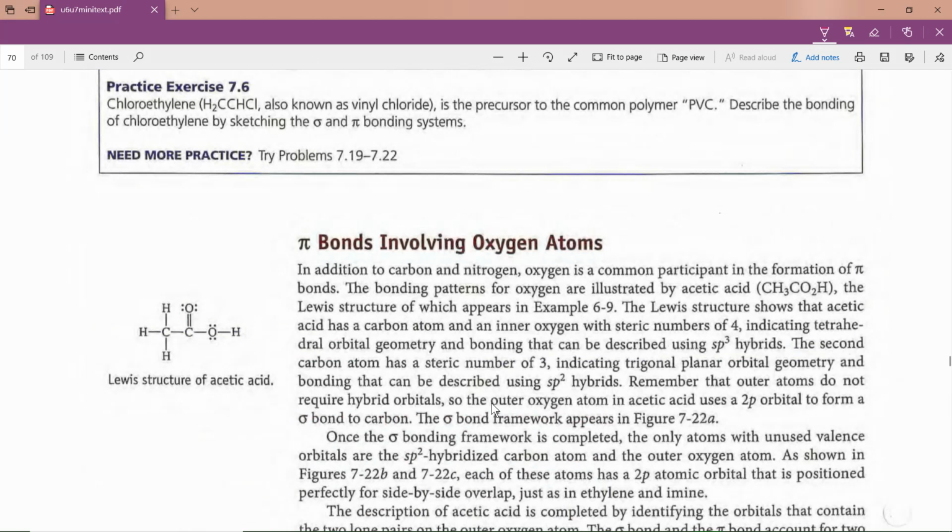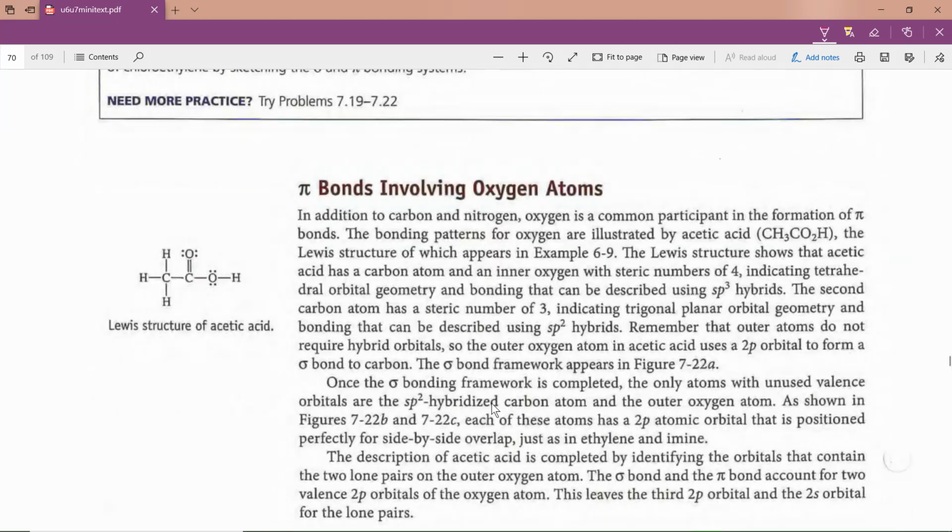You can also have pi bonding involving oxygen atoms. We did that one, page 322, pi bonding involving oxygen atoms. And here's acetic acid.